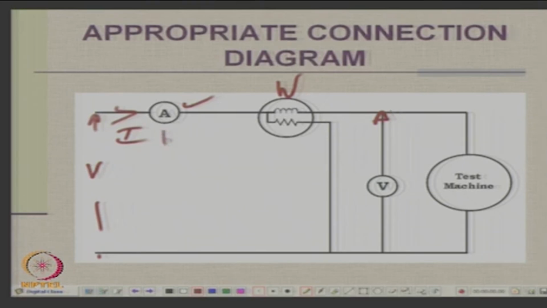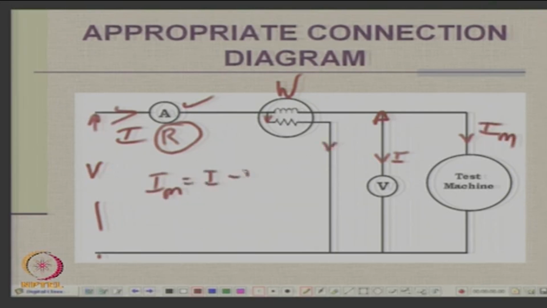Where is the error? There will be a resistance drop here, and the voltmeter will also draw a current here. So, this ammeter current is not the current going into the motor. The ammeter will give you the current going through the potential coil of the wattmeter, the current drawn by the voltmeter, and this. So, in real practice, the current of the motor must be equal to the current measured minus, let us say, I1 minus I2.